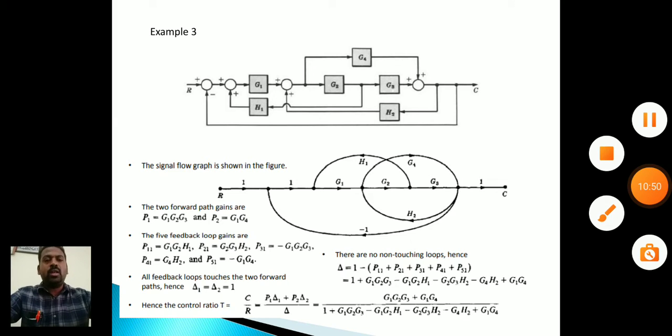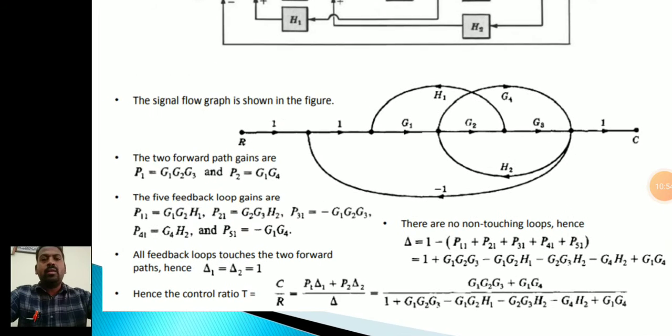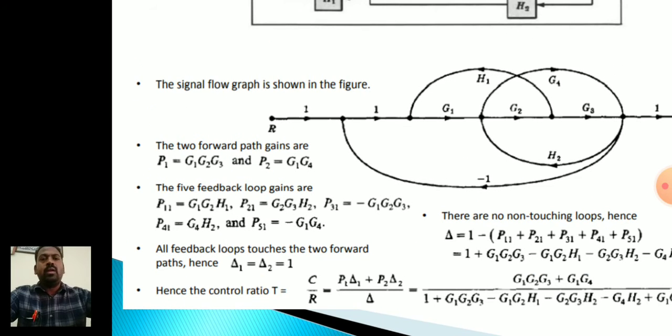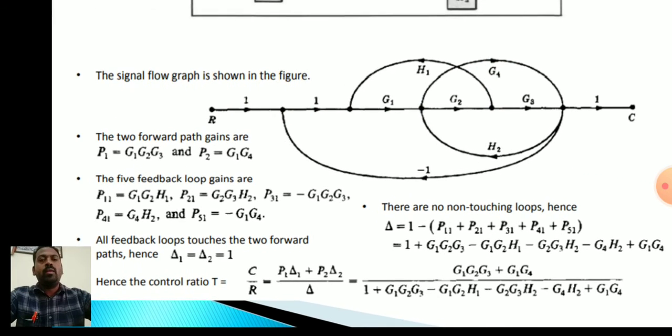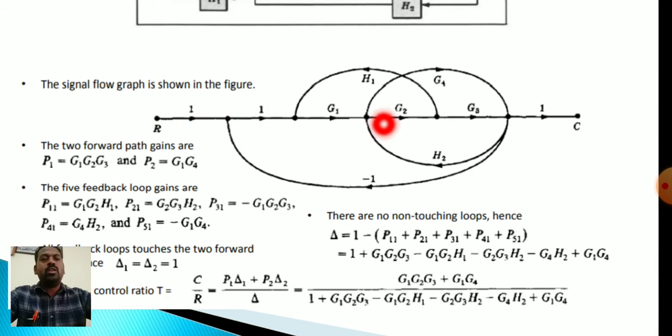So here once again, after drawing the equivalent, identify the number of forward paths. There are two forward paths. What are they? This is a straight forward path, and another one is from here to here.